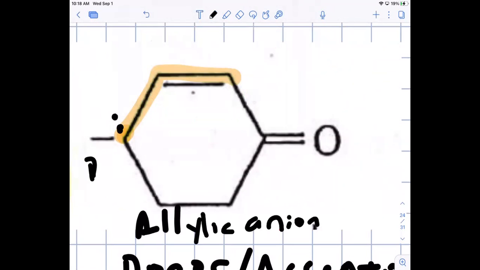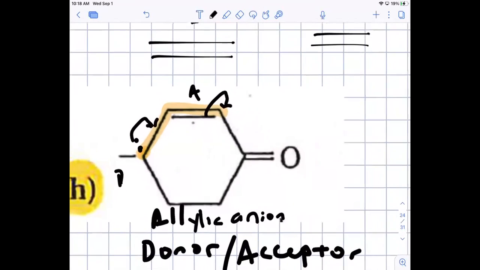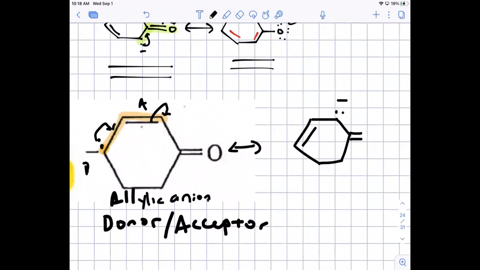Right, this is the donor, this is the acceptor. I'm always pushing towards the acceptor. All right. So that resonance form is going to look like this. The double bond is not going to be here. There's a pair of electrons here, a negative charge, next door to a carbonyl.